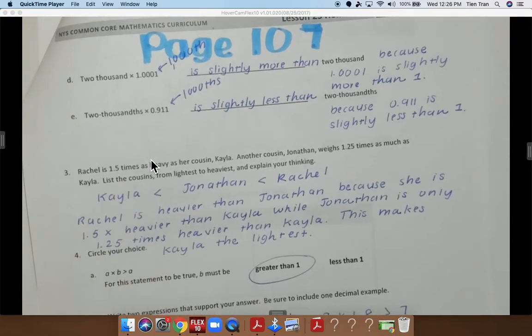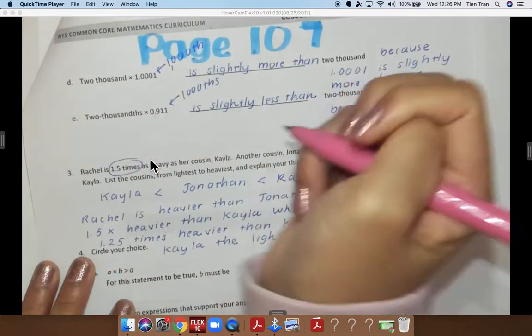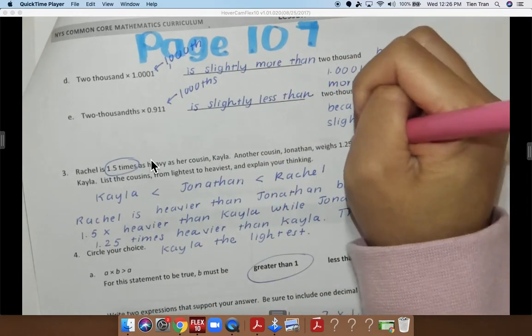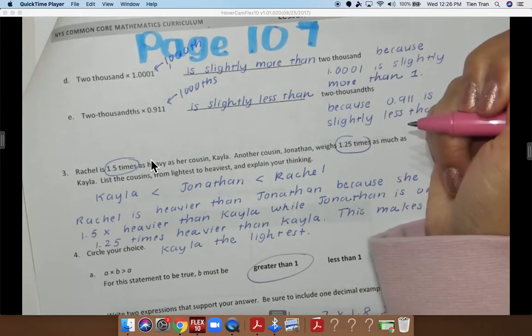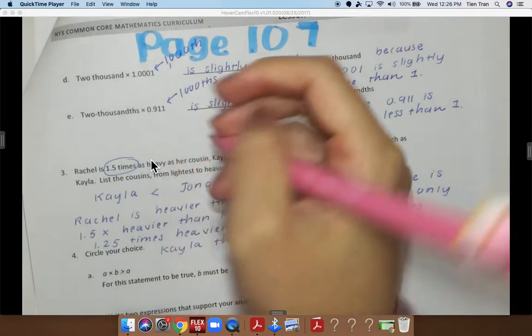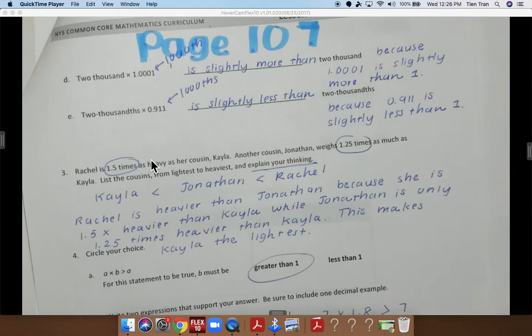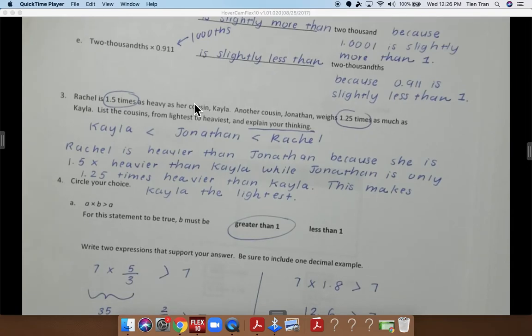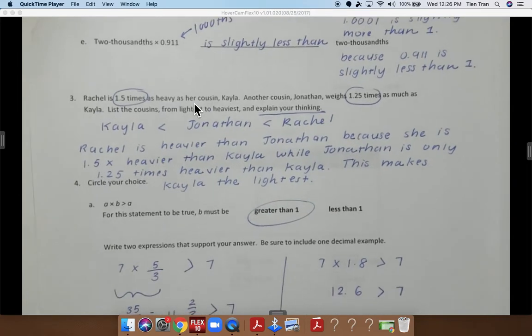Rachel is 1.5 times as heavy as her cousin Kayla. Another cousin, Jonathan, weighs 1.25 times as much as Kayla. List the cousins from lightest to heaviest and explain your thinking. I don't love this question because it's talking about weight, and I don't think it's important who is heavier or who is lighter than each other. I don't know why they made that a question.